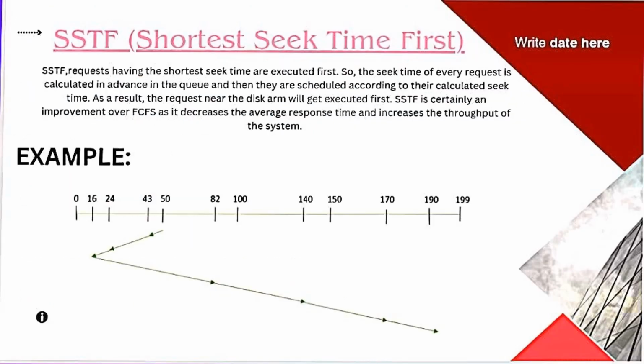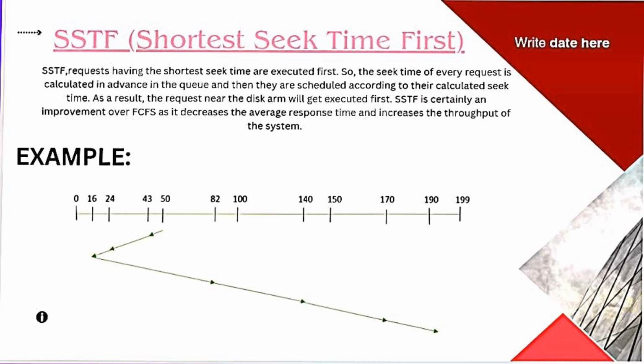Another one is shortest seek time first. Requests having the shortest seek time are executed first. So the seek time of every request is calculated in advance in the queue and then they are scheduled according to their calculated seek time. As a result, the request near the disk arm will get executed first.